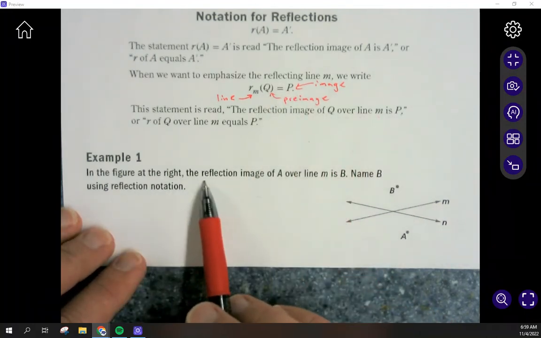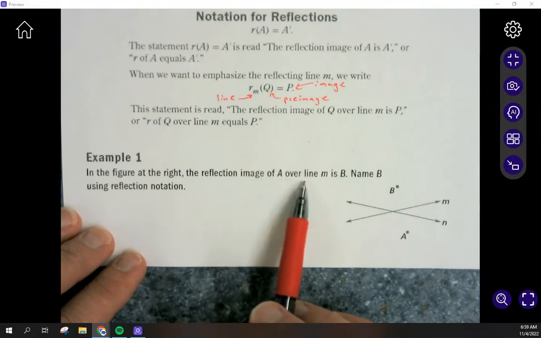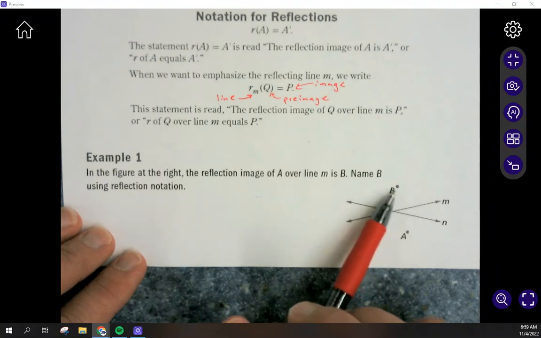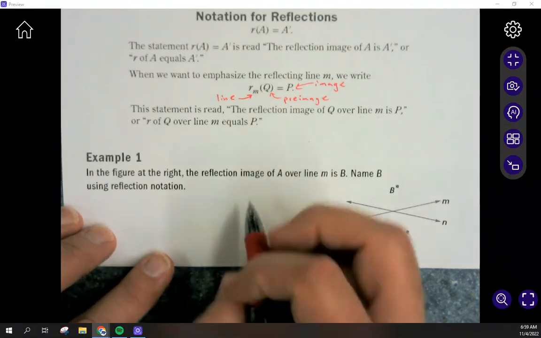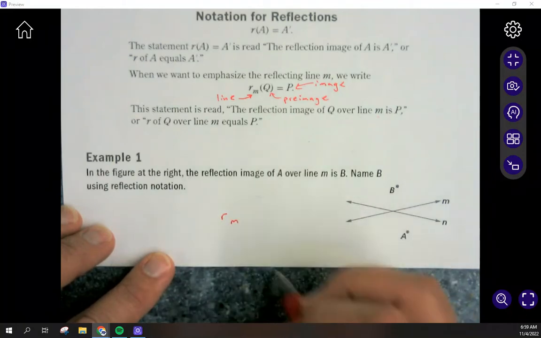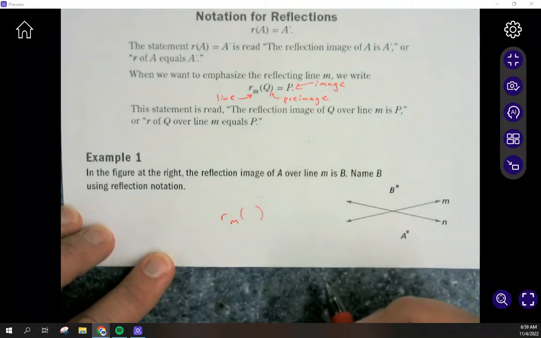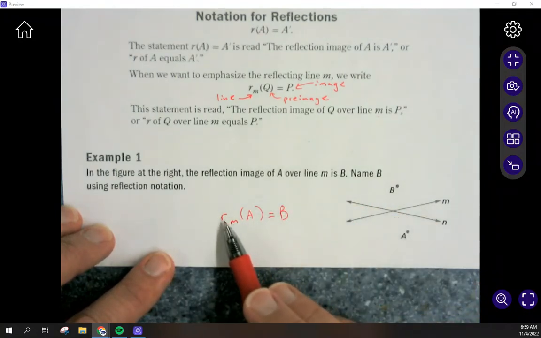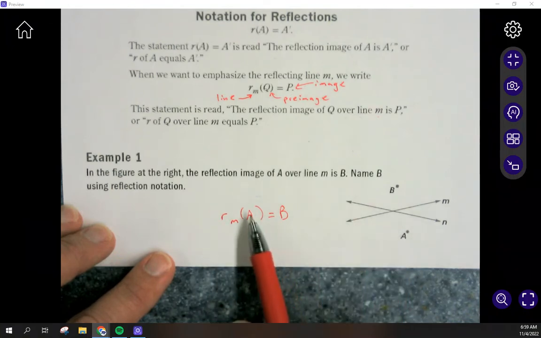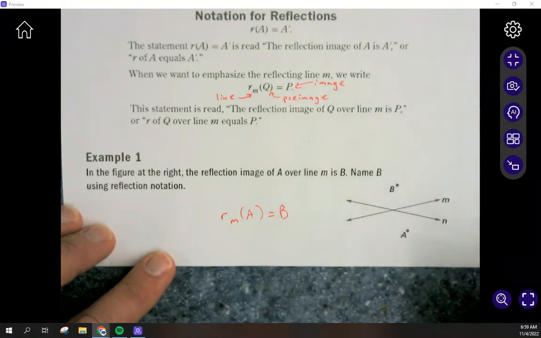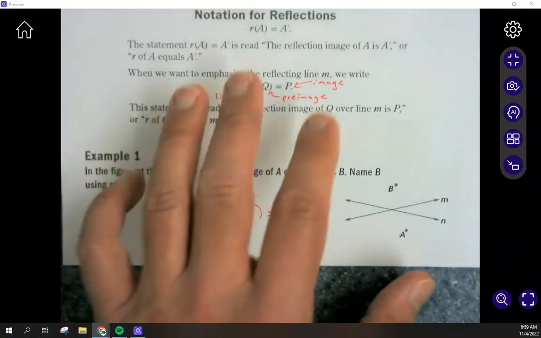So in the figure at the right, the reflection image of A over line M is B. That means A was reflected over M, B is now the image. So we're going to say the reflection over line M of what we started with, A, equals B. So this basically says we reflected point A over line M, and the result is B. All right, let's flip this over.